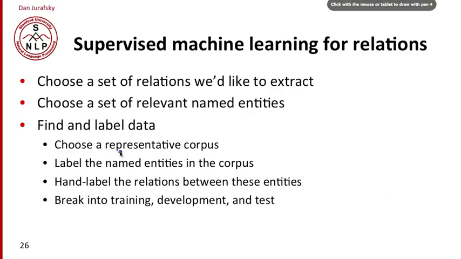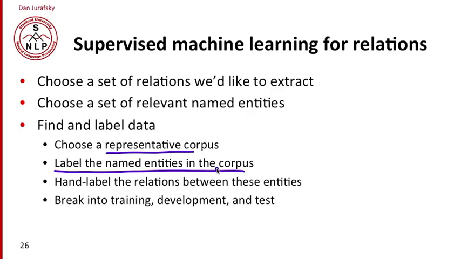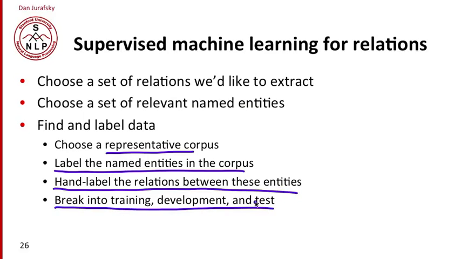So we choose some representative corpus, we run our named entity tagger and label the entities, or we label them by hand if it's small. And now by hand, we label the relationship between each entity. So all the relations we're interested in, we label all of them in the corpus. And now we break our corpus into training, development, and test like we have done in the past for all of our classification tasks. And now we train our classifier on our training set, and then we test it on our development and test sets.